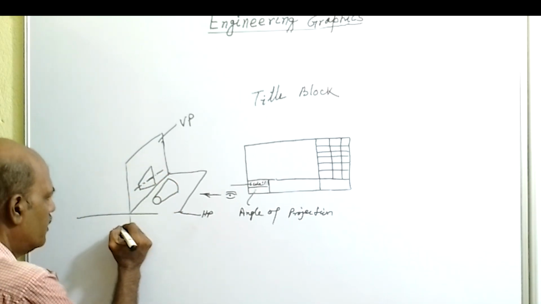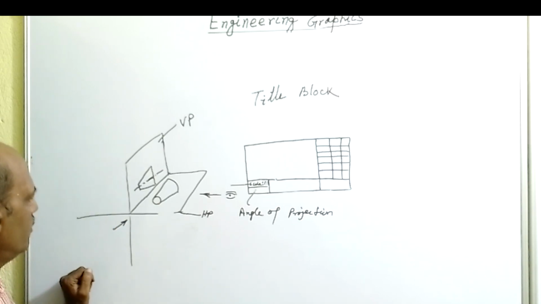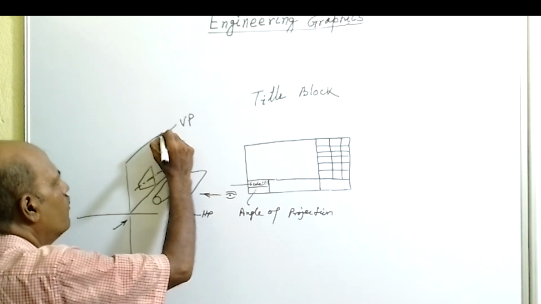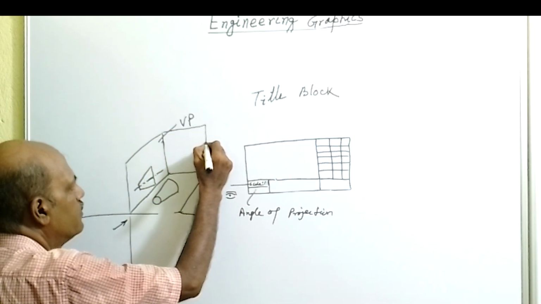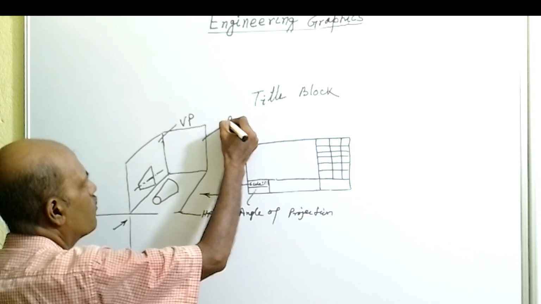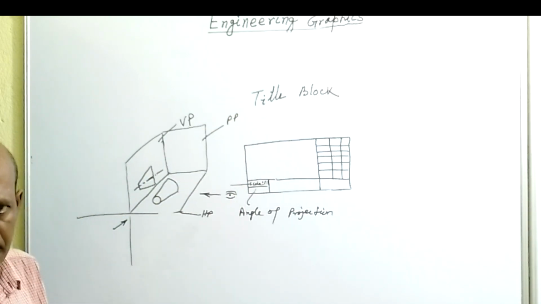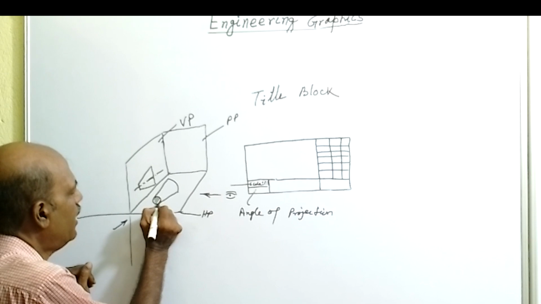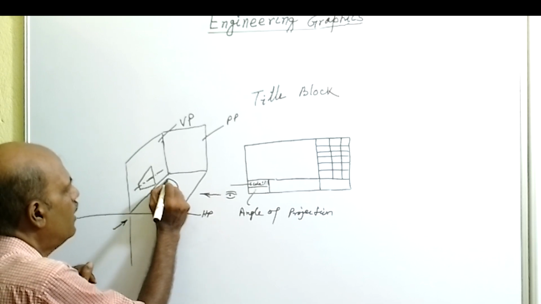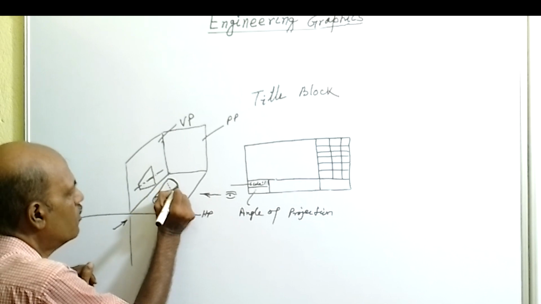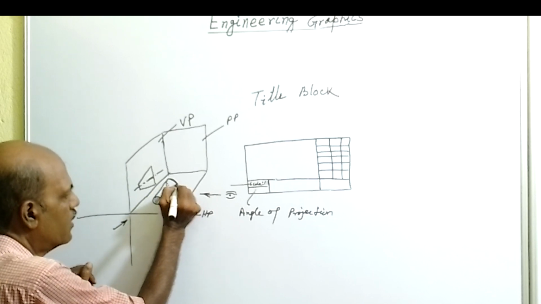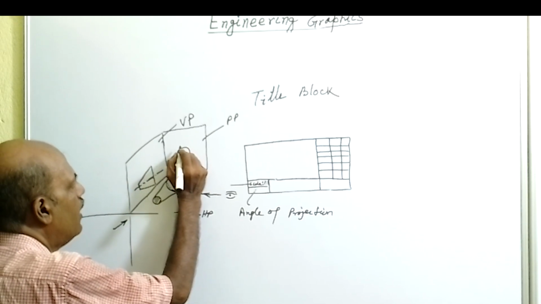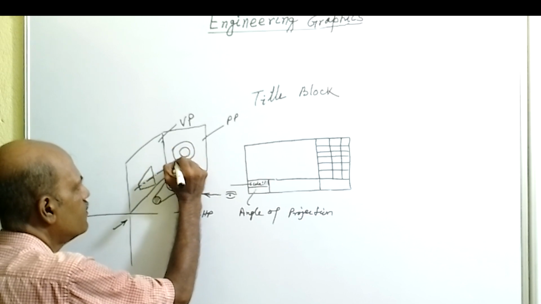Now if we look from this side, the left hand view will be projected on PP. If you draw PP here, this is the PP, that is called the profile plane. On this plane, the side view will be projected. From the right hand side we can see this circle as well as the bottom circle, which is the larger circle. So we can see the smaller circle as well as the larger circle.